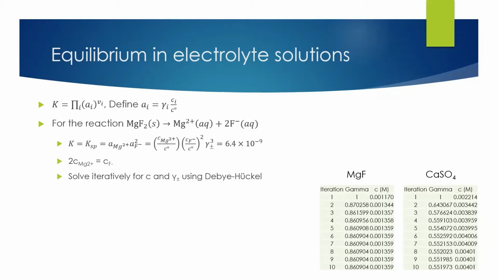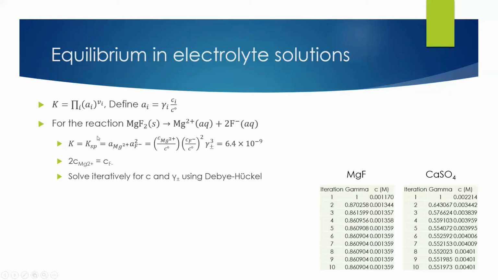Now, since the Debye-Huckel law only works for dilute concentrations, this is best applied to things with very dilute concentrations of solute, such as scarcely soluble salts. So we can do an example like the dissociation of magnesium fluoride into magnesium and fluoride ions. The equilibrium constant, we define that as a KSP. You remember doing these before.